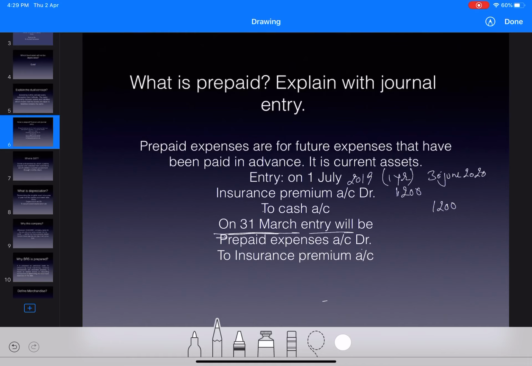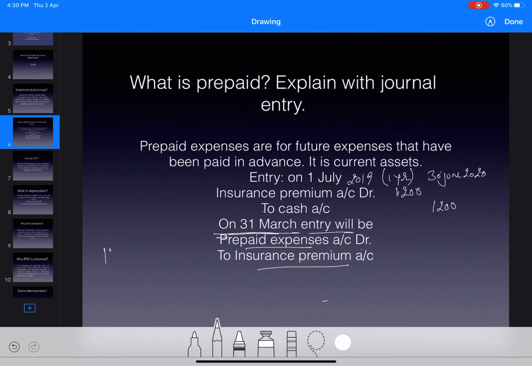So we will have to do one more entry, that is prepaid expenses. The entry will be prepaid expenses account debit to insurance premium account. Why have we credited the insurance premium account? Because we have already debited the insurance premium with 1200 rupees. Now the question arises, with what amount will we debit the prepaid expenses?